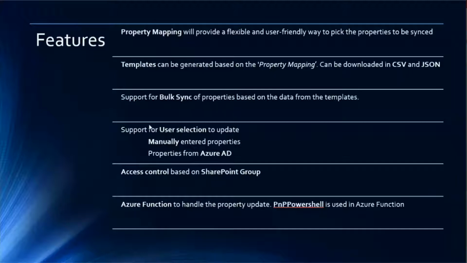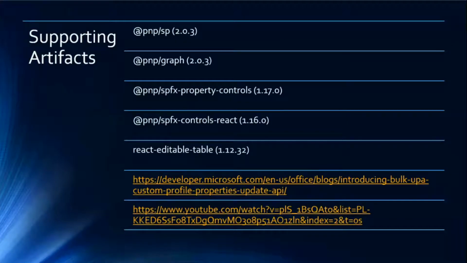And this solution is access control based on a SharePoint group. Only the site administrator can provide the SharePoint groups. Only the members on this group can access this solution. And the final thing is I have used PnP PowerShell using Azure Function to handle the updation in the SharePoint user profile service. Supporting artifacts, I have used PnP SP and PnP Graph and SPFx property controls and controls React.